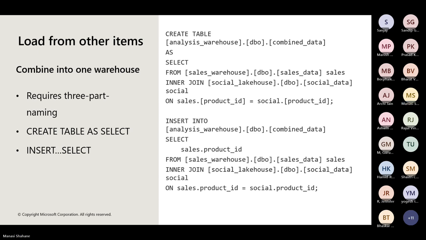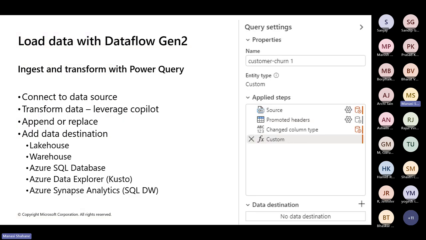So this is how you can create. You can use the CTAS command, or you can use insert, select. These are various ways in which you can load data into the fact table or the dimension table. You can also use the data flow tool, where we saw that one of the destinations is a warehouse. So these are ways in which you can load the data.